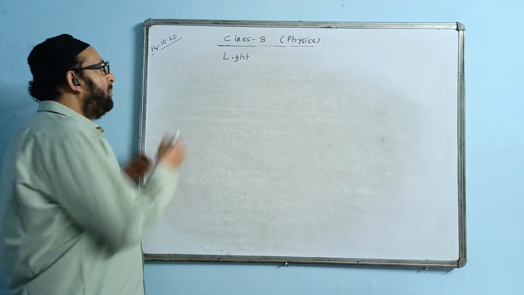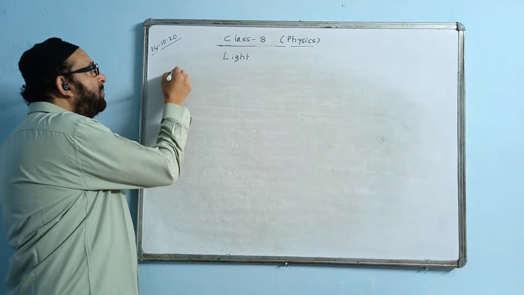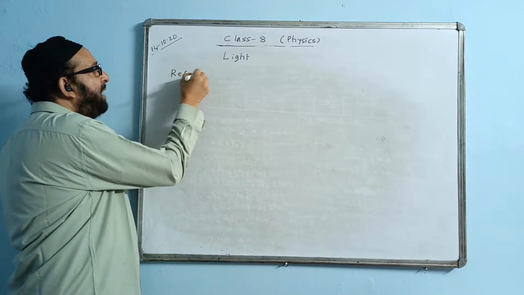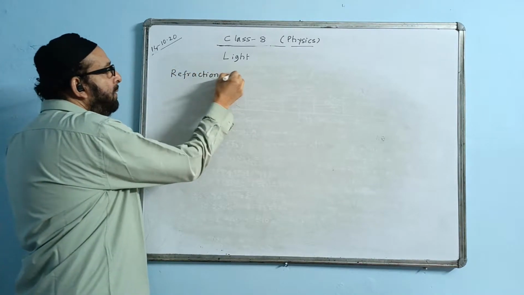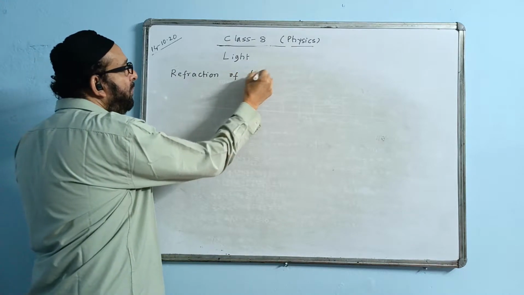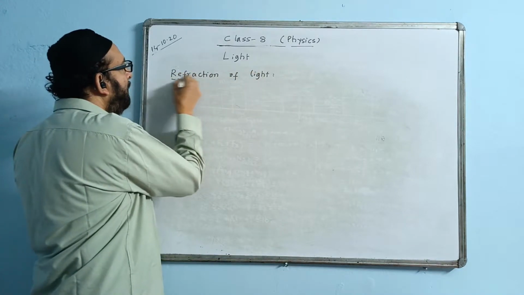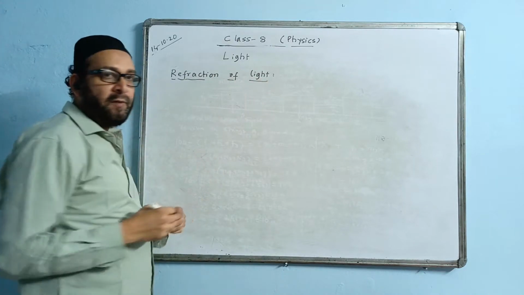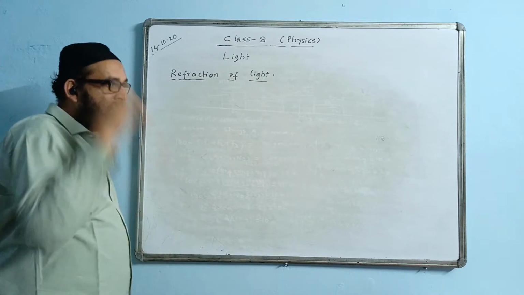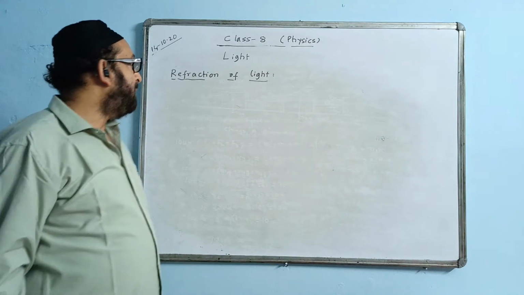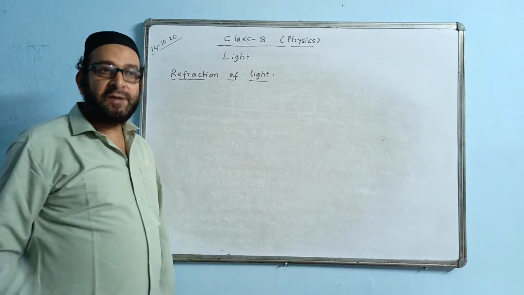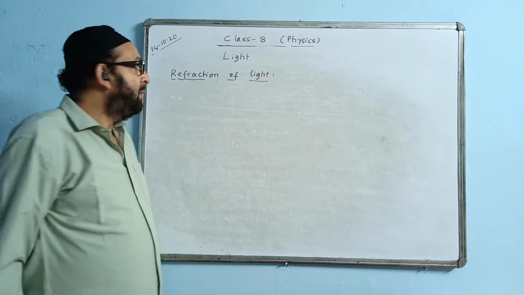Alright. Now, the topic which we have in the syllabus is refraction of light. What is refraction of light? We say refraction is the bending, or the change in the direction, of the path of light.